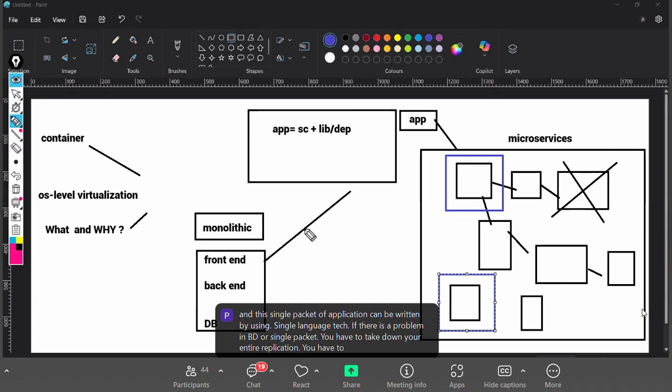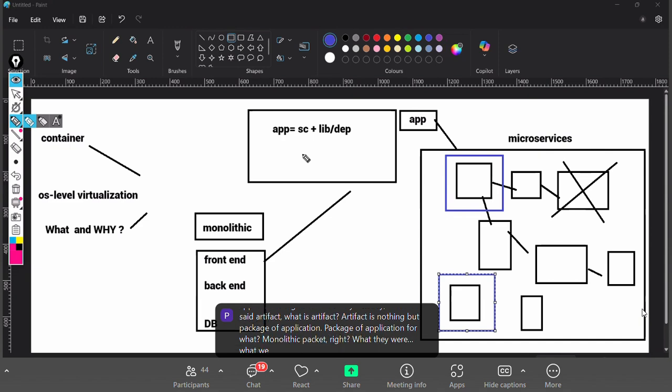Right? What I said yesterday, artifact. I said artifact. What is artifact? Artifact is nothing but a package of application. Package of application for what? Monolithic packet. Right? What were we creating there? We were creating front end and back end code from the developer, and we were creating a CI pipeline, build pipeline. I have not shown you, I just showed you theory. There, a single packet of application.